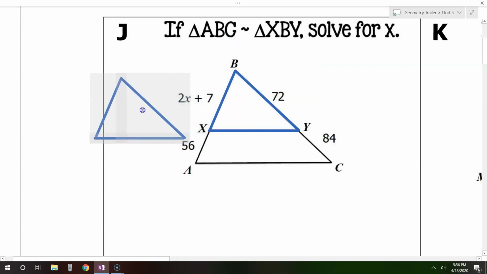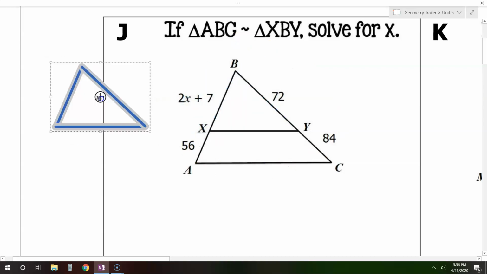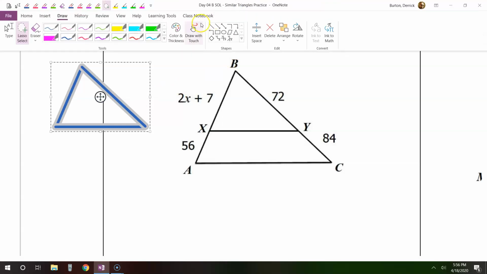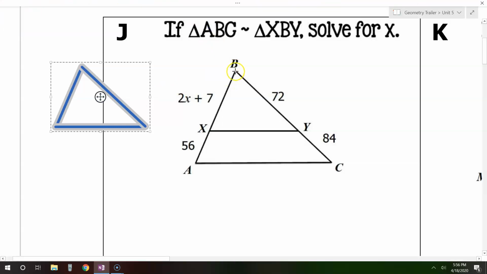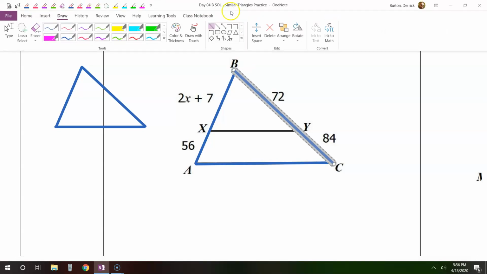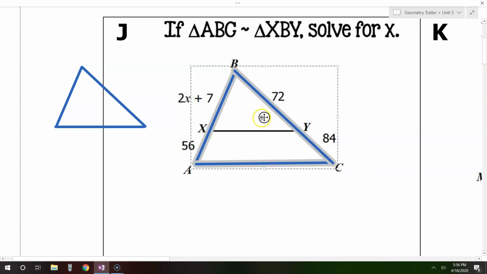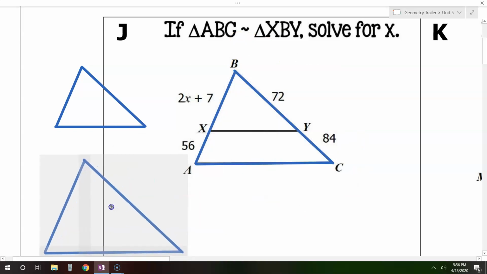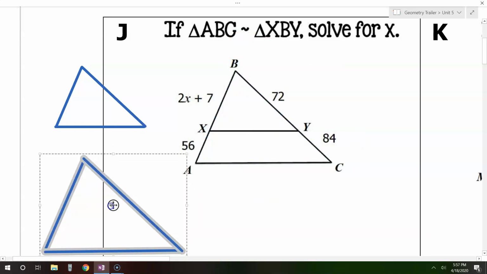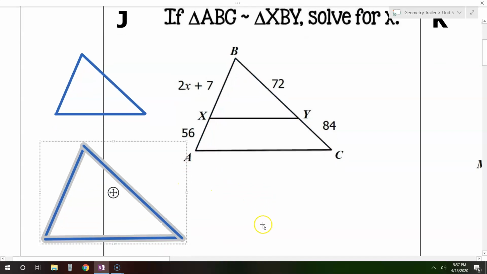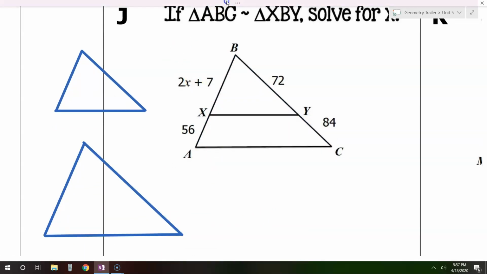And I'm going to sort of drag that over here to the side. Now I'm going to trace the large triangle. Okay, dragging that off to the side. All right, let's label this up and see what we've got.